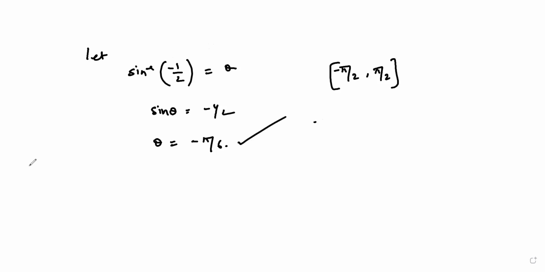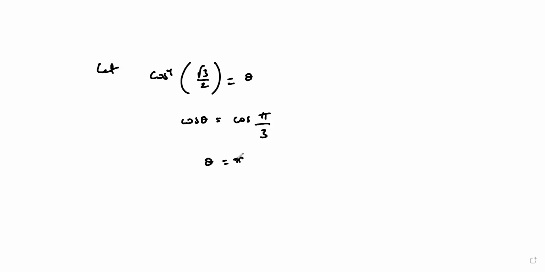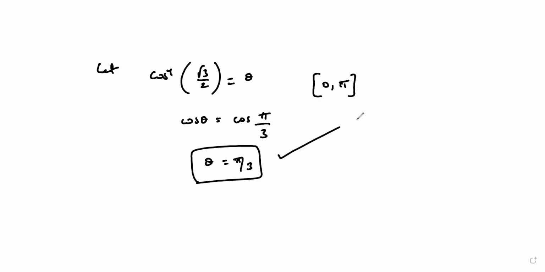Right? Suppose another question. Let us say cos inverse of root 3 by 2. Let this entire thing be equal to theta. So cos theta is equal to root 3 by 2, 30 degrees. So cos pi by 6, sorry, pi by 3, right? So theta value is pi by 3. It is between the domain only, between 0 to pi, right? So that is my answer. Clear?